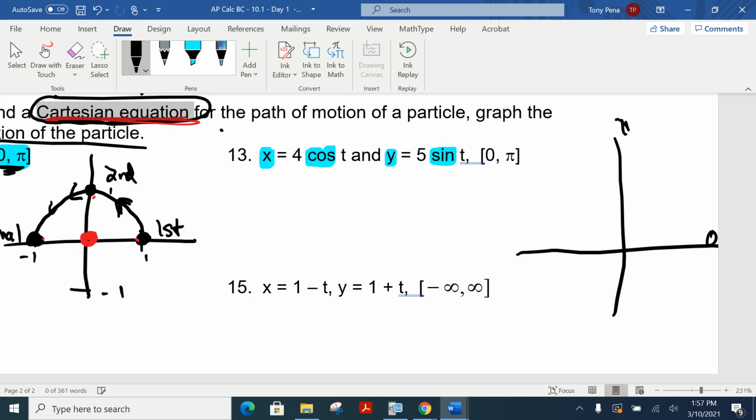So here's 0, here's pi over 2, here is pi. We should only get half of this. Our x would go left and right 4. So let's say this is 4. Let's say this is -4. But our vertical should go up to 5, and then if we had it, we'd be down here to -5. But since our interval is only 0 to pi, instead of this full ellipse, it's just half of an ellipse, and it should go in the same direction as the unit circle.